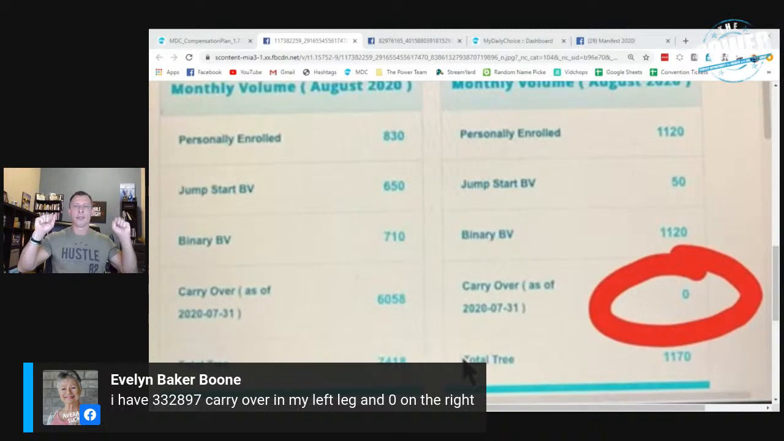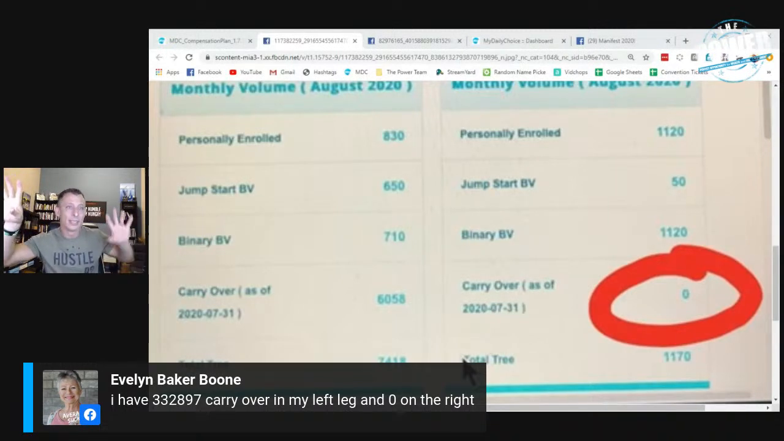Let me explain. Evelyn has 300,000 in her left leg. Just as an example, let's say that next month Evelyn has 10,000 in volume go into the binary on her right leg. 10,000 in volume next month from customers, from affiliates. Remember, these are not fast starts. It's reorder volume. So second month and beyond, binary volume is reorder volume. It's just an example. So if she has 10,000 in binary volume on her right leg, which has no volume in it, here's what the system does. You guys listening? The system says, okay, she's binary qualified.